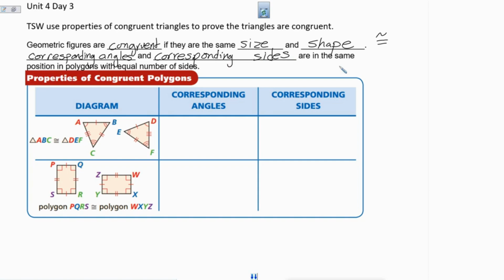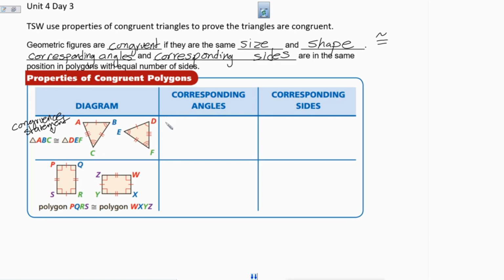So our first one here, we have a set of congruent triangles. We have triangle ABC is congruent to triangle DEF. This right here is the congruent statement. Now you can use your picture or you can use the congruent statement to name your corresponding angles and your corresponding sides. When you're using the picture, you look at the number of arc marks for angles and the number of tick marks for sides.